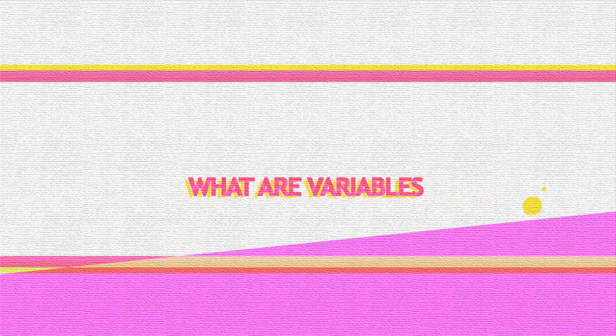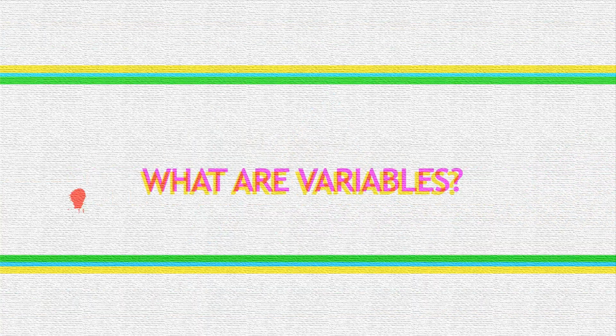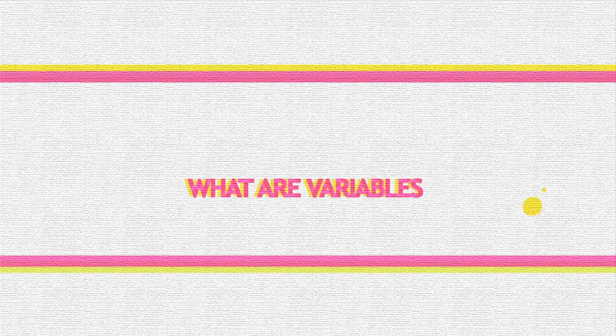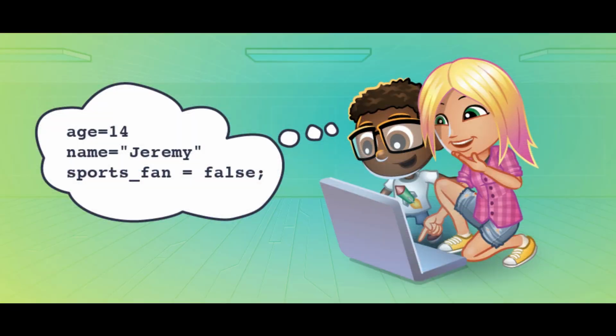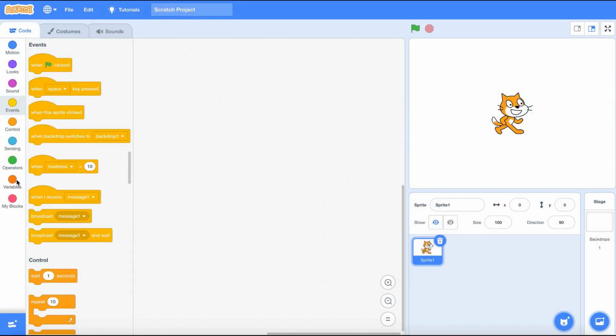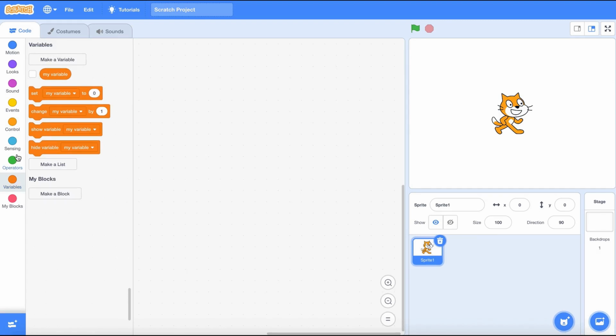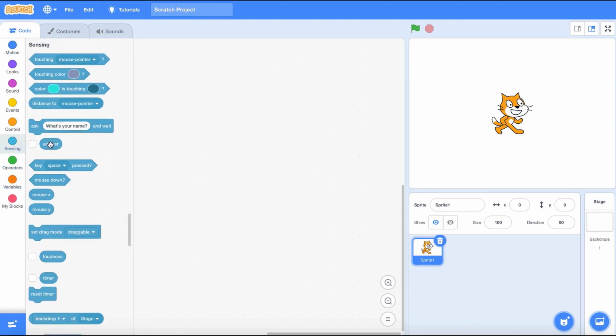Variables help us to store temporary data in memory. These are like placeholders for values. We can name these placeholders as we like to help us easily identify their purpose or content. You can find the main blocks related to variables under the variables group. Other groups like sensing also have predefined variables that we can use in our programs.